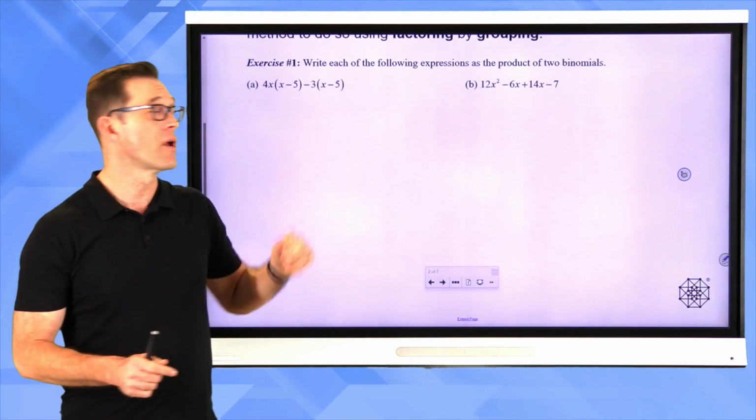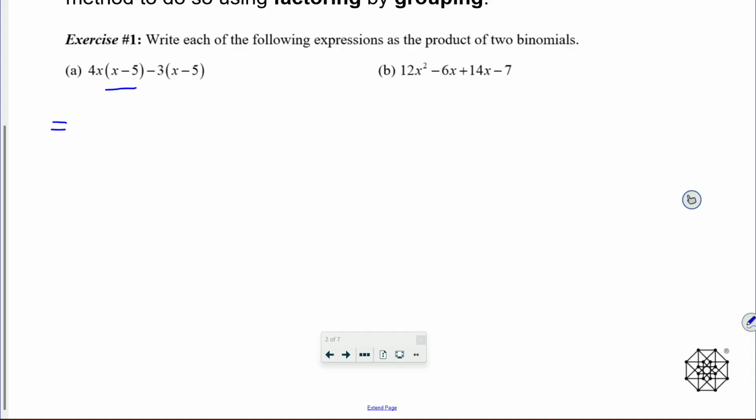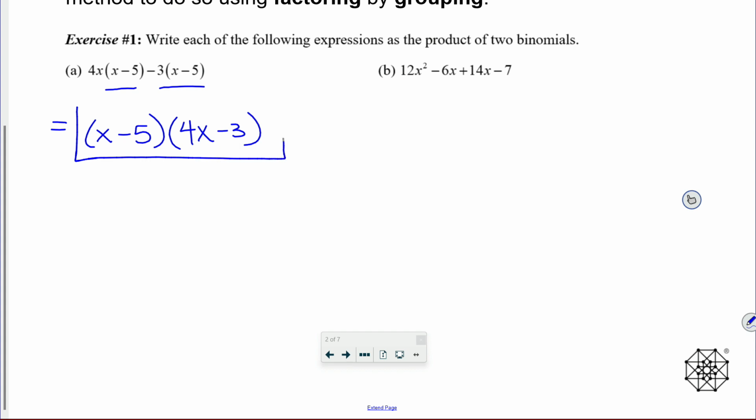But in letter A, for those of you who have studied factoring by grouping, here we notice that we have a common binomial factor of x minus 5. So we factor that out, and we have x minus 5 times 4x minus 3.